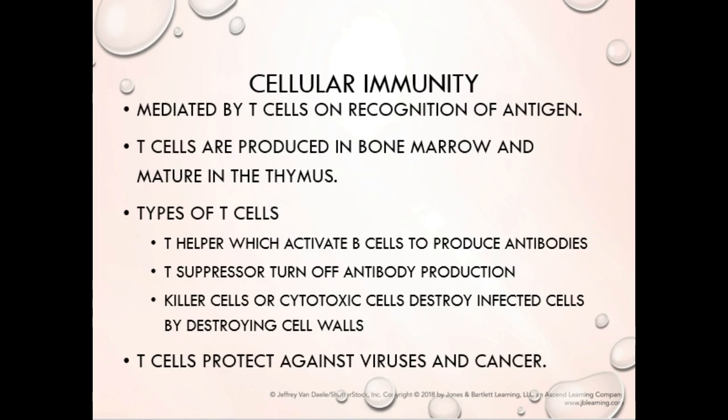Now, T suppressor cells turn off that antibody production because we don't want it to go awry. We can actually have disease processes where we release too many immune cells, and that starts to destroy the tissues of the body. These T suppressor cells help to keep the T cells in check for that exact reason.